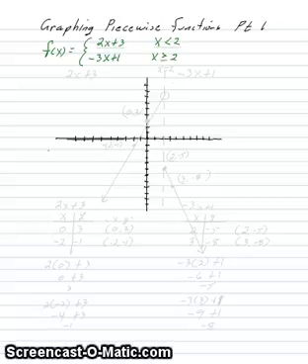So the first thing that we're going to do is divide this graph into two pieces. And we're going to divide it at x equals 2. So at x equals 2, I'm going to draw a dashed line. On the left side of that x equals 2, we're going to graph the expression 2x plus 3.